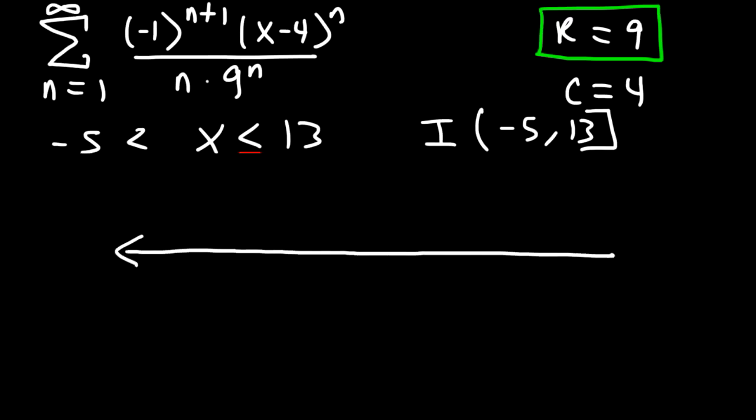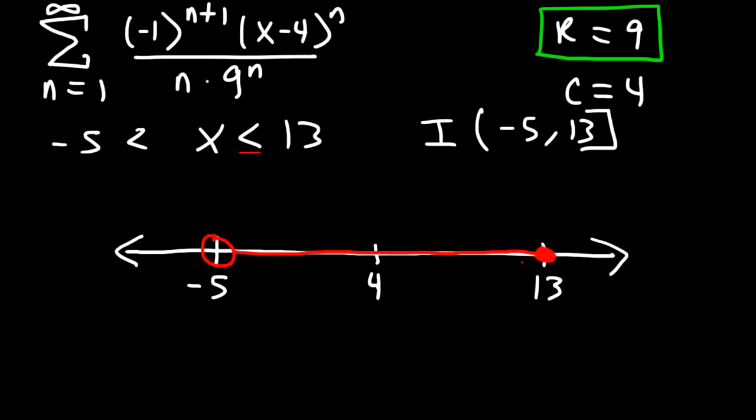Now let's plot the solution on a number line. So it's going to start from negative 5, and it's going to end at 13. And it's centered at 4. So 4 is right in the middle. So we're going to have an open circle at negative 5 and a closed circle at 13. So this is the interval of convergence.